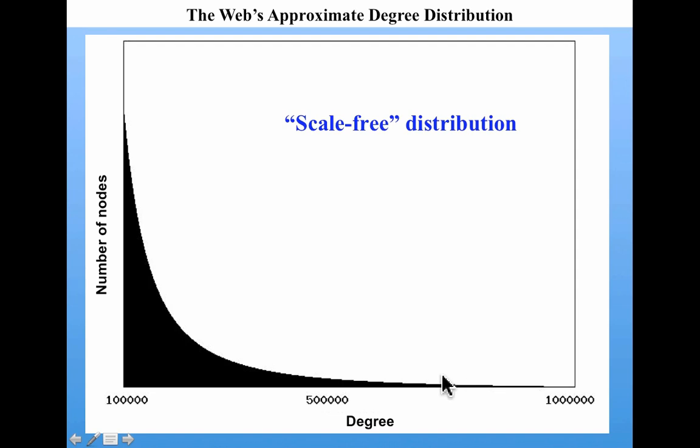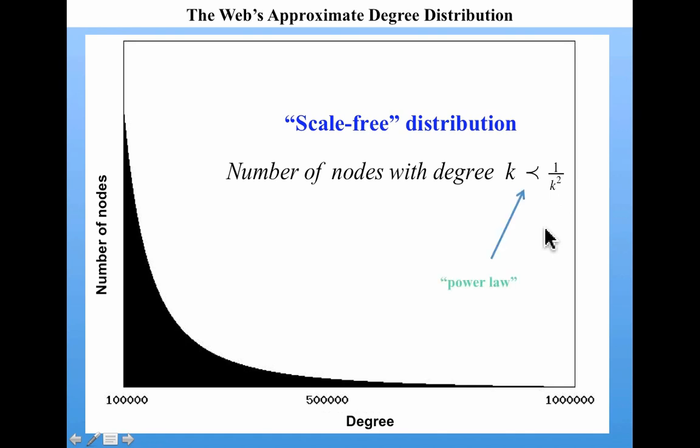At all scales, it looks the same, and so it's called scale-free. Here's the approximate degree distribution of the web. This is empirically what's been reported, that the number of nodes with degree k is proportional to 1 over k squared. This kind of mathematical expression is called a power law because it involves a variable raised to some power. Here we have 1 over k squared, but that's equivalent to k raised to the -2 power.